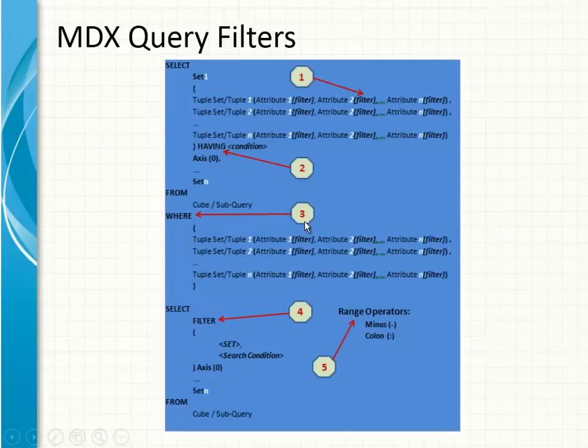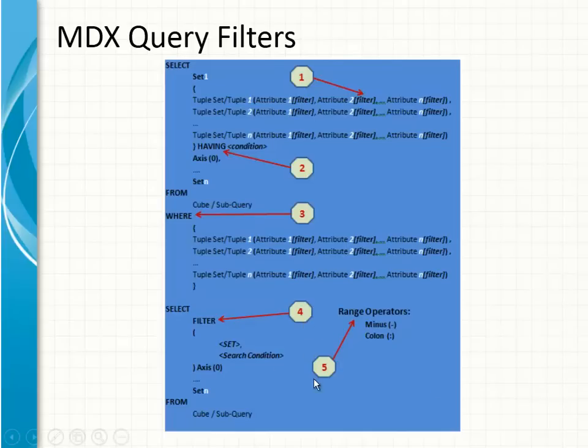The third option to add filters in MDX queries is a where clause. In the where clause, again, we can define a set, and that set can have one or more tuples. We'll see an example of this as well. In MDX, we also have the filter function, so we will see a filter function example as well.